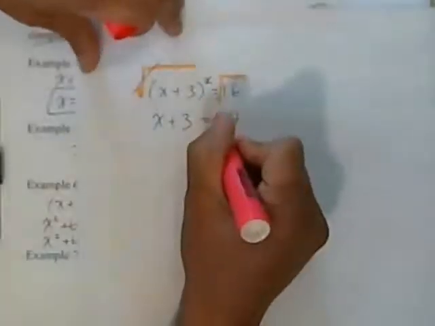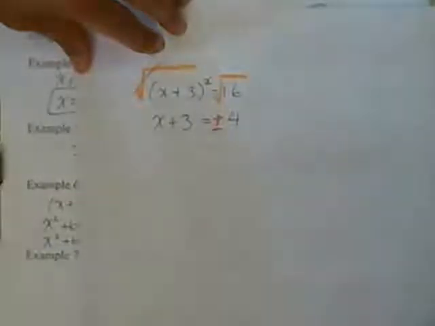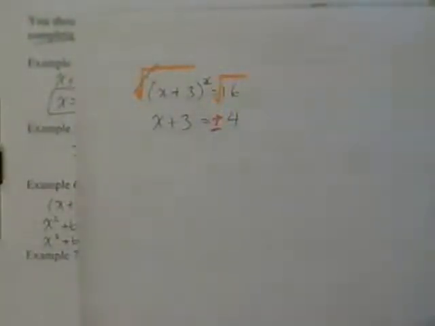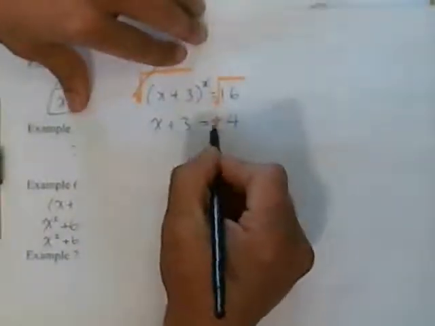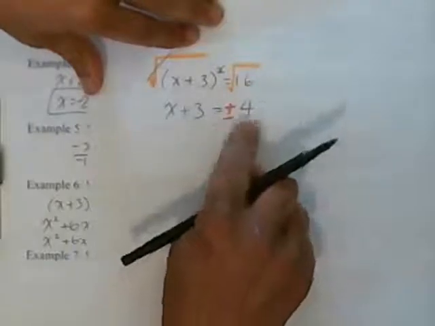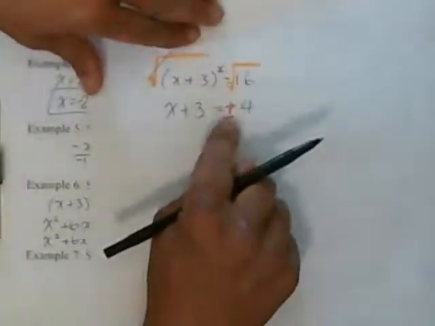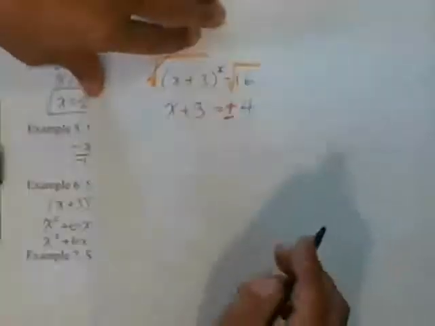The only little caveat, little trick that you have to do is you have to put the plus or minus here. If you don't put the plus or minus, you're going to get not many roots. So x plus 3 equals plus or minus 4. It's a little tricky. Make sure you put the plus or minus when you square root both sides.